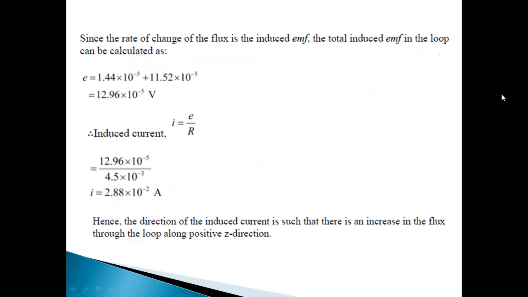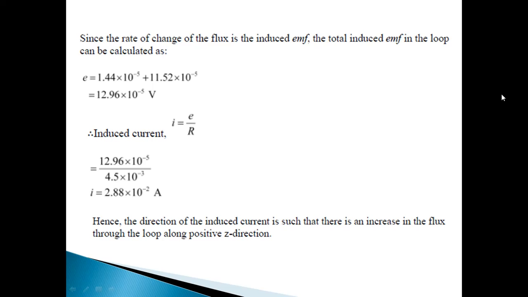So what is the total change, rate of change of flux is the induced EMF in the circuit, in the coil. So the total induced EMF in the square loop is, you will have to add the rate of change of flux due to the space gradient variation and due to time variation of the magnetic field. So when you add these two answers, you will get the total induced EMF to be 12.96 into 10 to the power minus 5 volt.